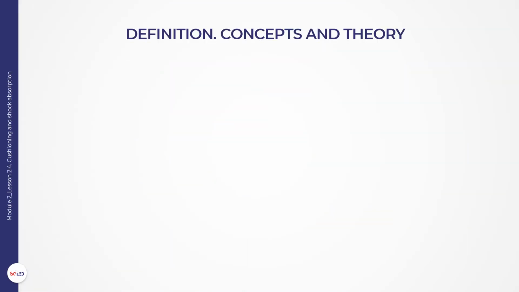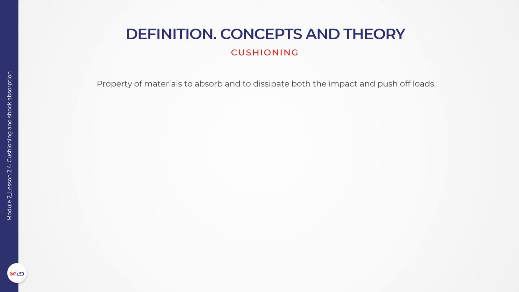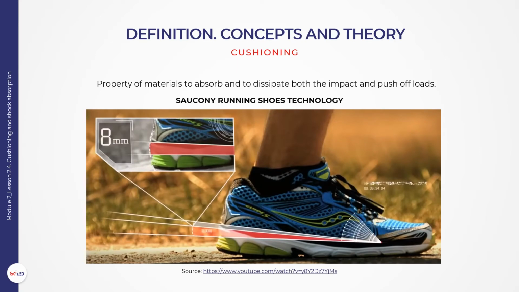Definition. Concepts and theory. Cushioning is the property of materials to absorb and to dissipate both the impact and push-off loads that occur at every step during walking or running. Shoe cushioning protects the foot and the body against harmful effect of repetitive high-load impacts and stress injuries. It is not a measure of how soft a shoe is, but rather a measure of how long it provides shock absorption and dissipates the ground reaction force over the entire lifetime of the shoe.